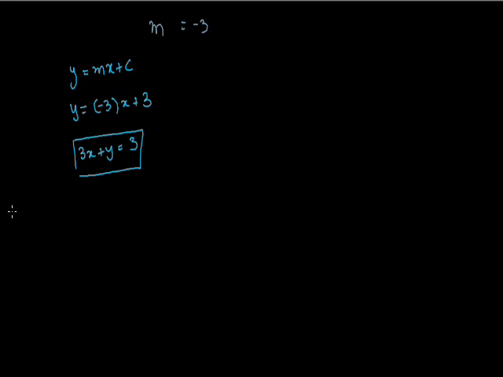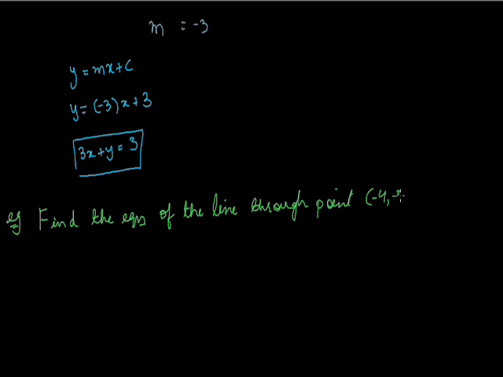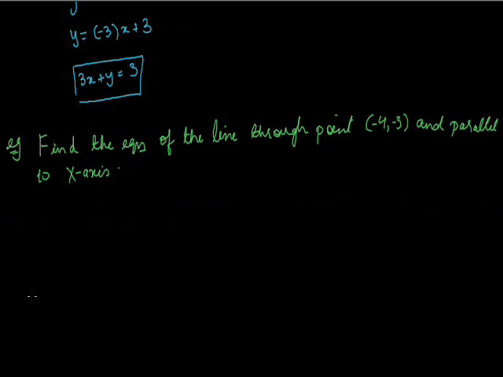Moving on to our next question. Find the equation of the line through point (-4, -3) and parallel to the x-axis. So we are required to find the equation of the line which passes through this point and is parallel to the x-axis. Now friends, we had already seen in our earlier lectures that the slope of the line which is parallel to the x-axis is always equal to 0.